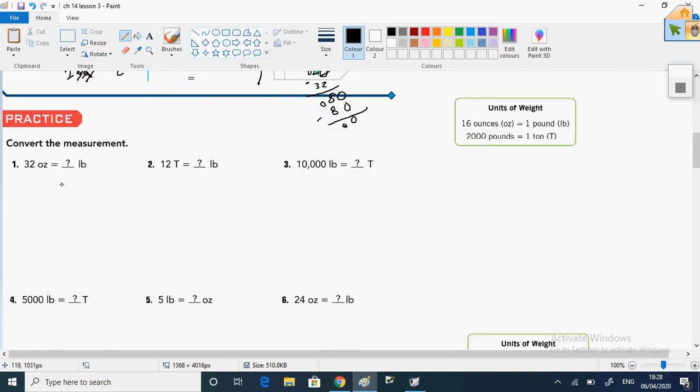Now I have 32 oz. I want to convert them to lb. From smaller to bigger, we have to divide. Now let me change the color. Let me use red, it's better, because our question is in black.